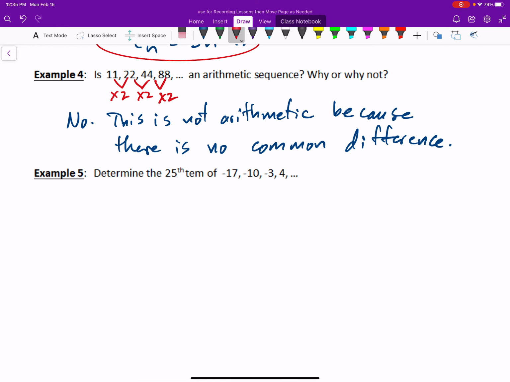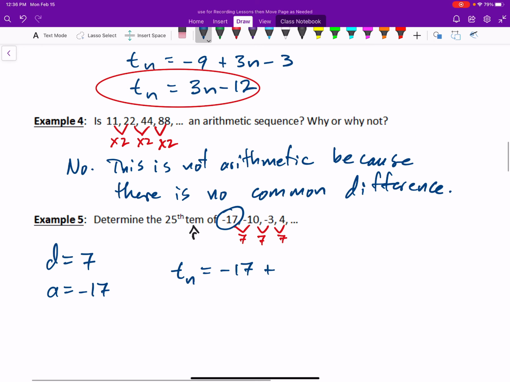Determine the 25th term. There should be an R in there, shouldn't there? Of -17, -10, -3, 4. So first of all, is it arithmetic? Goes up by 7, goes up by 7. So it's going up by 7 each time. So D equals 7. The first term is -17, so that's easy. Easy enough to come up with a formula. So it's -17 plus n minus 1 times D, which was 7.